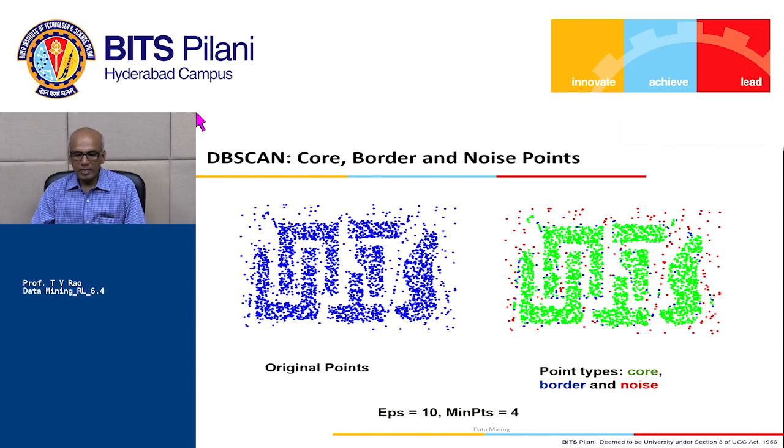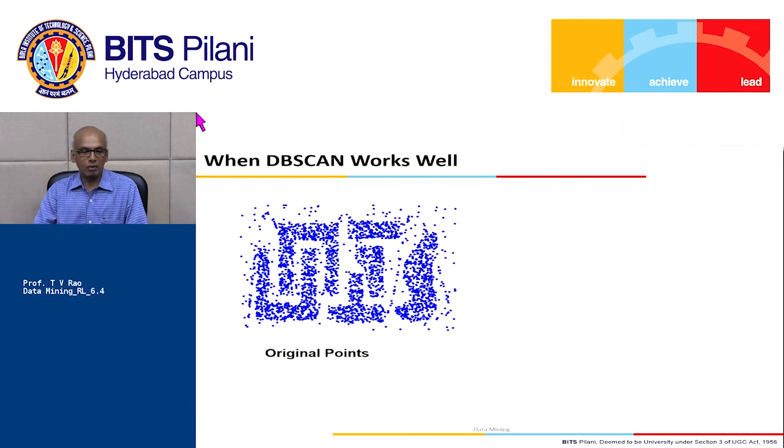So if we use DBSCAN and define these core, border and noise points, as we can see here, this is the original data. If we classify the points as core, border or noise, with green representing the core points, blue the border points and red the noise points, we can say that it is doing a pretty good job of differentiating the data space to start with. And after that, it applies the algorithm.